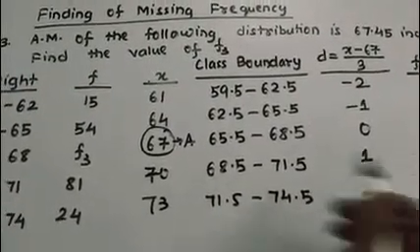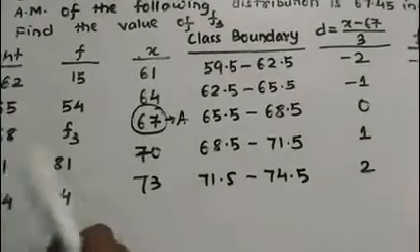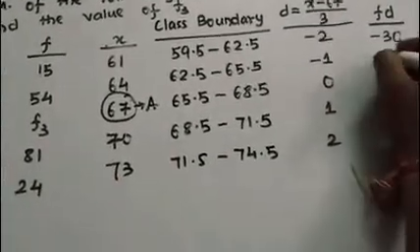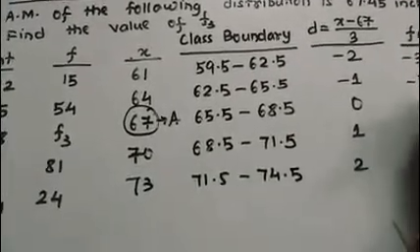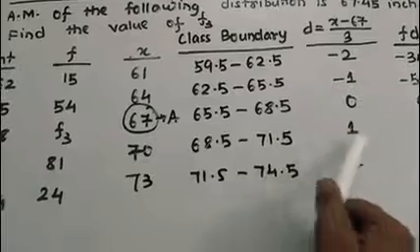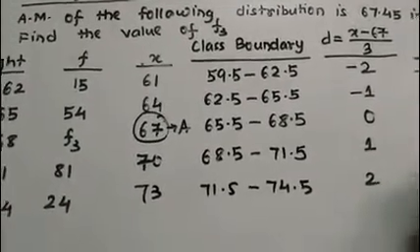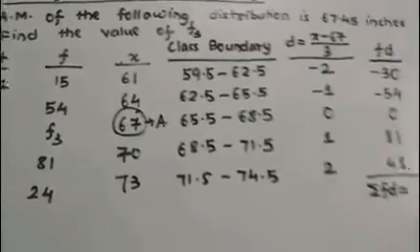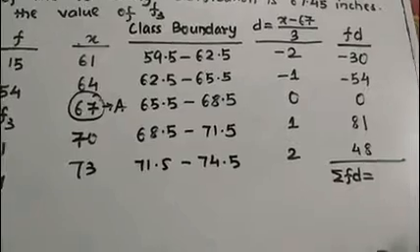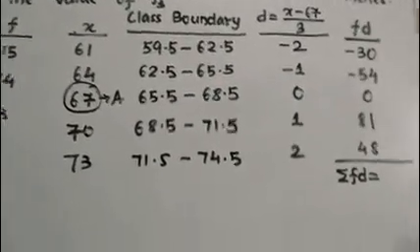So just as a warning, if you are not sure, just put the finger on the two columns, then try to multiply. Okay, 15 into minus 2, minus 30. 54 into minus 1, minus 54. f3 into 0, vanishes, 0. 81 into 1, 81. And 24 into 2, that is 48. Now next what you have to do is summation over fd. After adding all this, we will get 45.